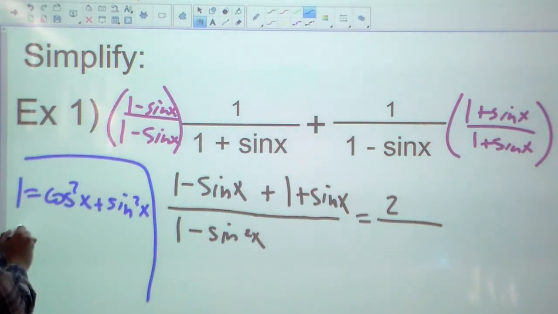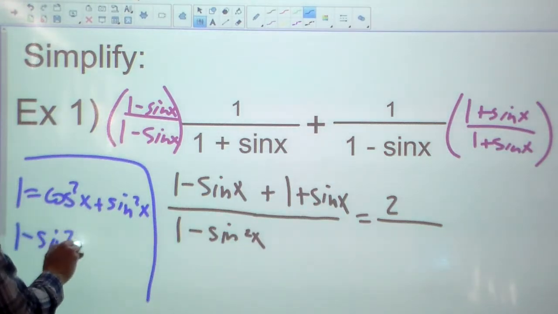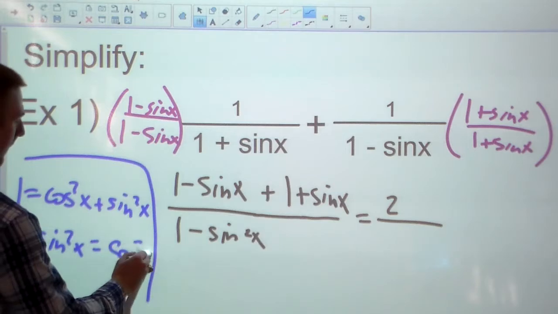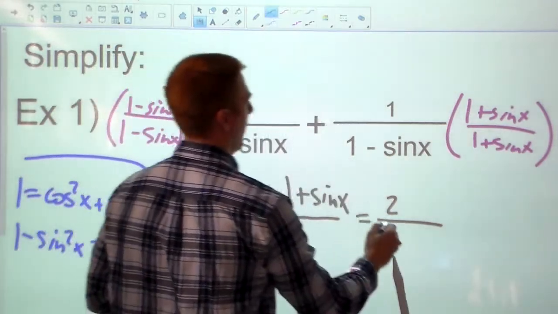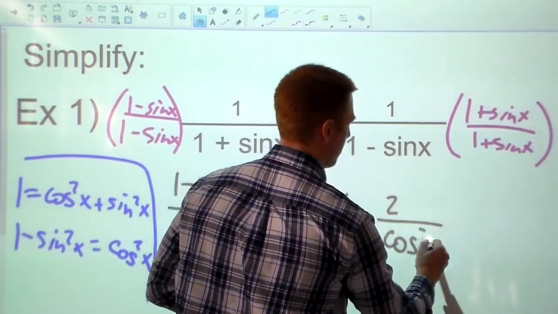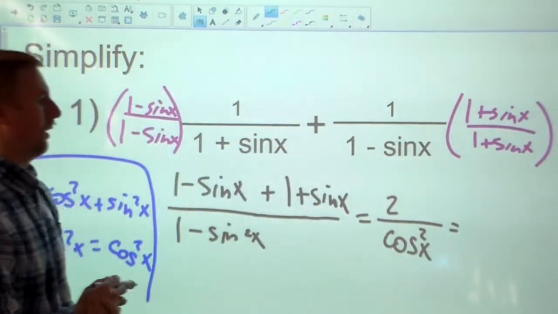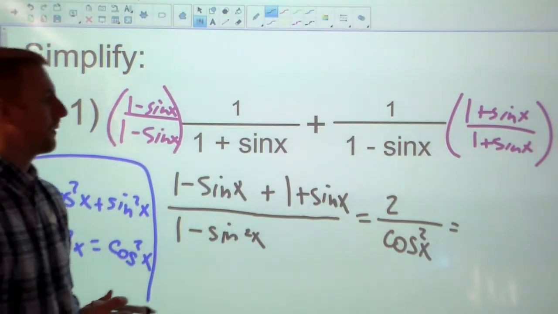You can subtract sine squared from both sides, and you'll see that 1 minus sine squared x is equal to cosine squared x. So that's a little bit simpler, so I'm going to do that. Go ahead and replace 1 minus sine squared x with cosine squared x.